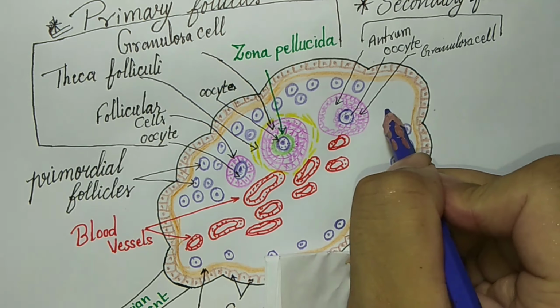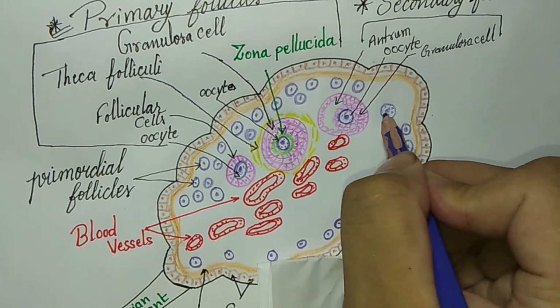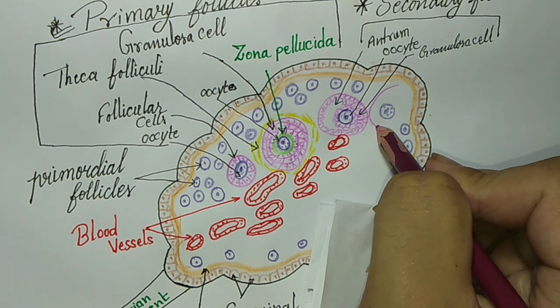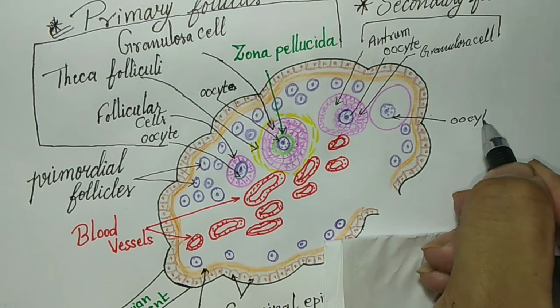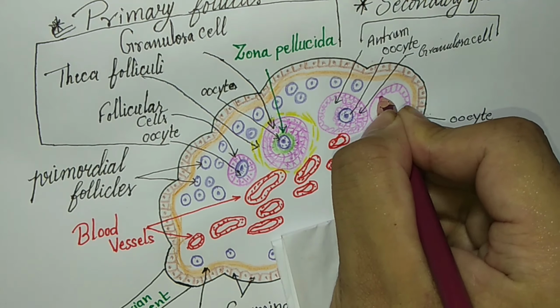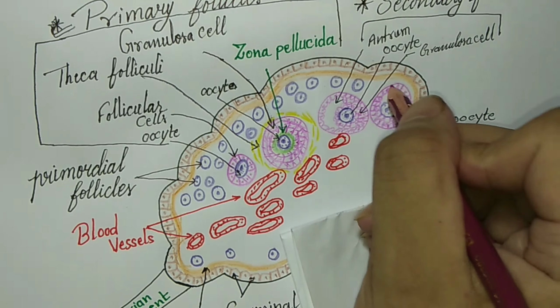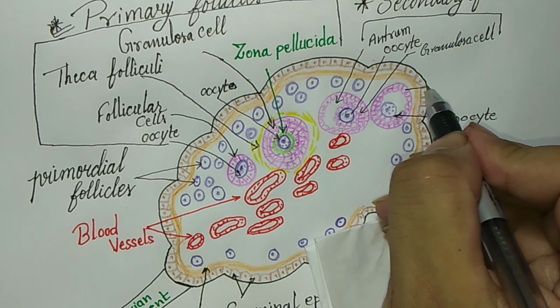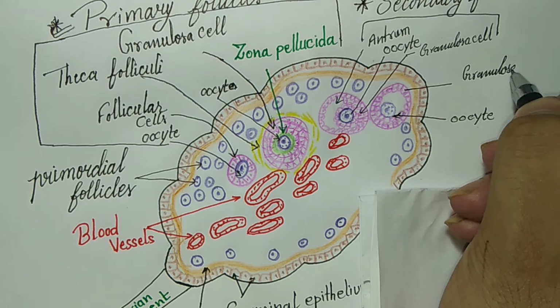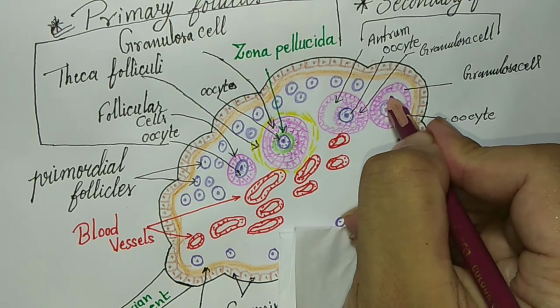Now come to longitudinal section of ovary. Here we are marking oocyte, and this structure is granulosa cell.